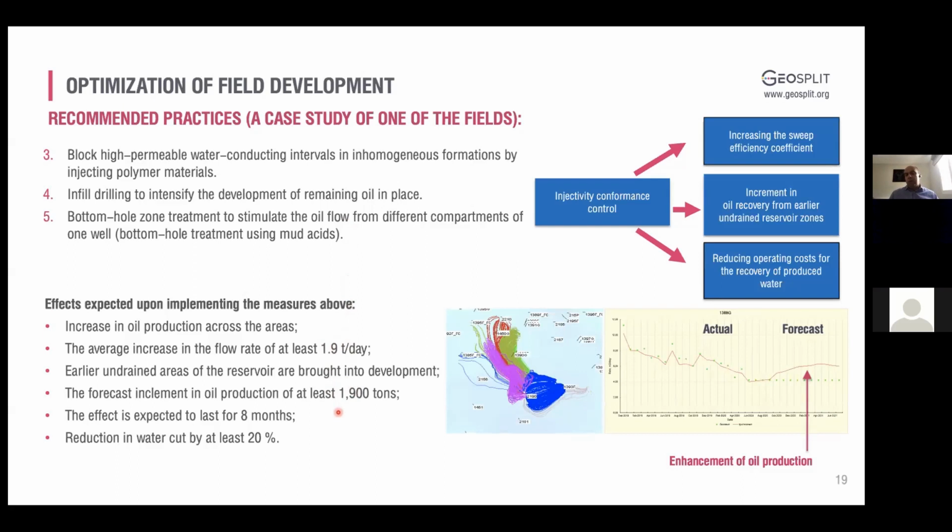And what was more important to the client in this case study was to reduce the water cut. In some areas, the water cut reached even 70% on individual wells. And with this model, the client was targeting to reduce the water cut by at least 20%.